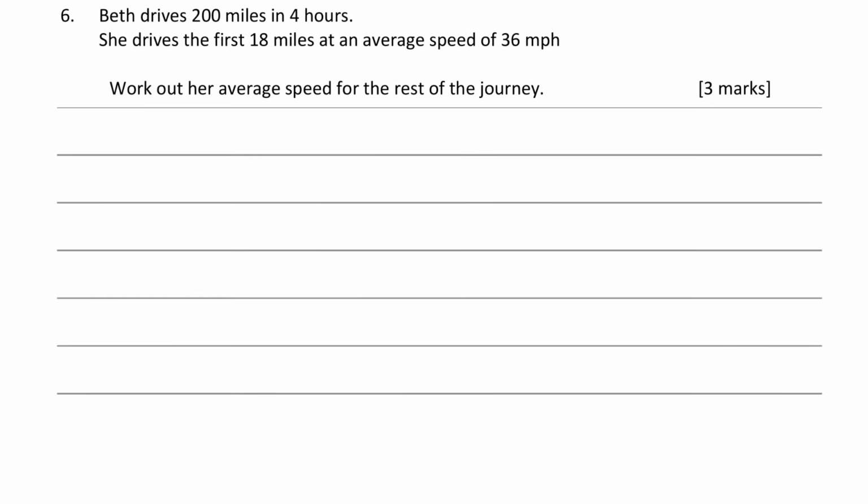Question 6. Beth drives 200 miles in 4 hours. She drives the first 18 miles at an average speed of 36 miles per hour. Work out the average speed of the rest of the journey. So we've got a question here involving distance, speed and time. You can remember how these are related using this triangle. It's the DST triangle. D at the top, S and then T. They're alphabetically listed, aren't they? D, then S and T. And this tells you how those 3 things are related to each other.